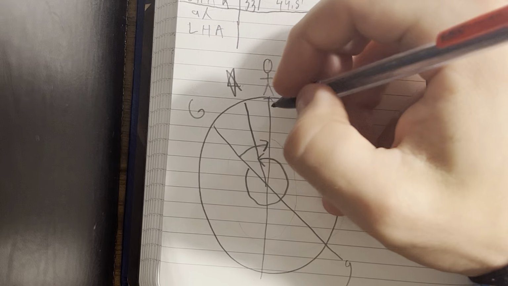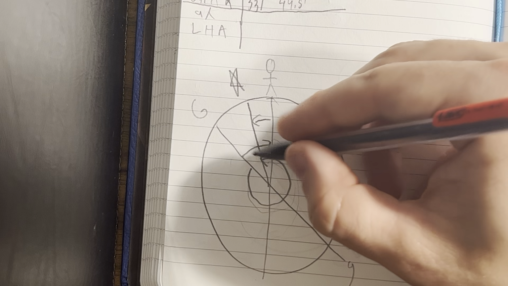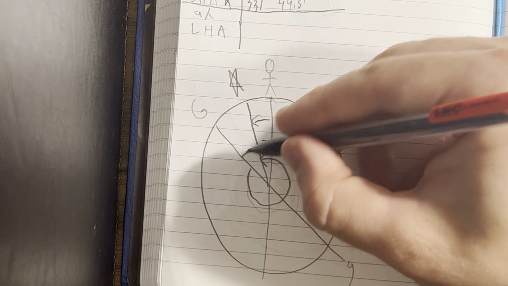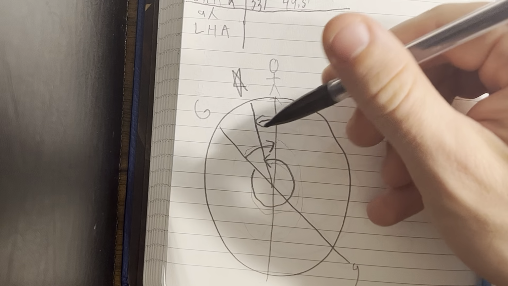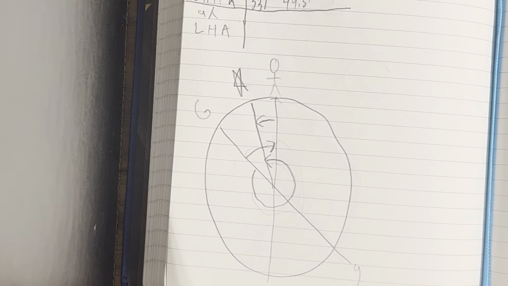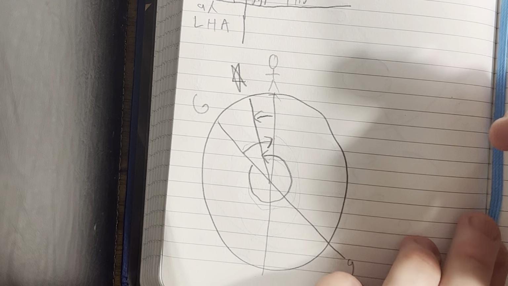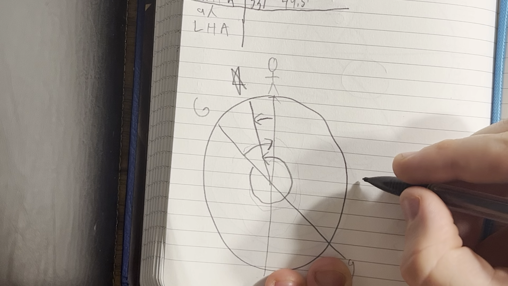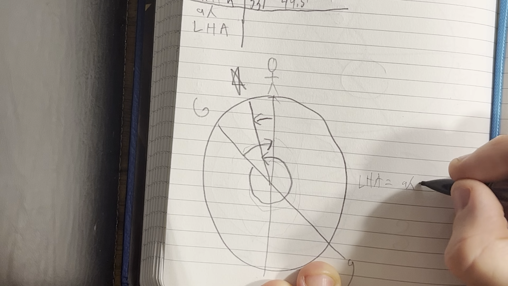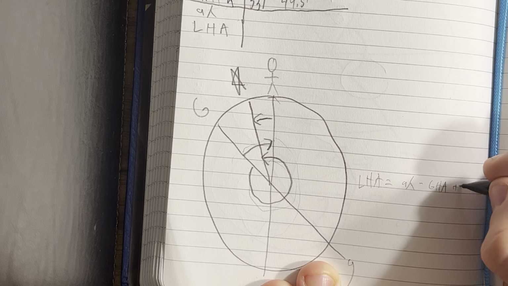So if we want to get this distance here, all it is is this minus this, which is going to get us a negative number, so we're going to have to add 360 to find the difference. So here we're going to subtract the longitude and then add 360. Remember, LHA is equal to assumed longitude minus GHA plus 360.